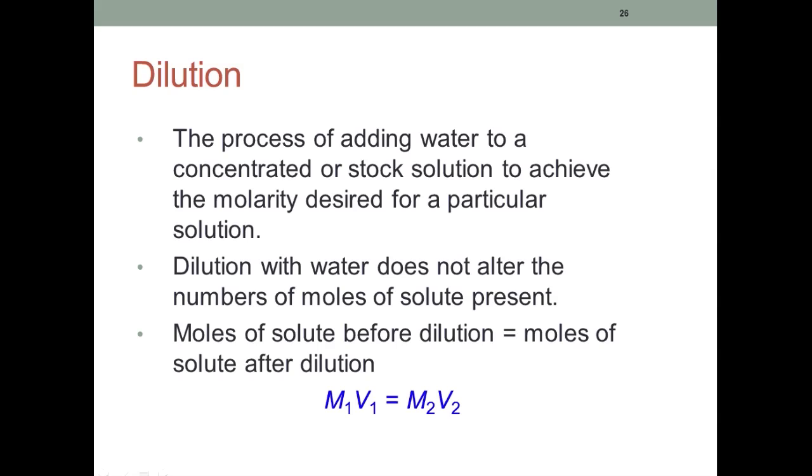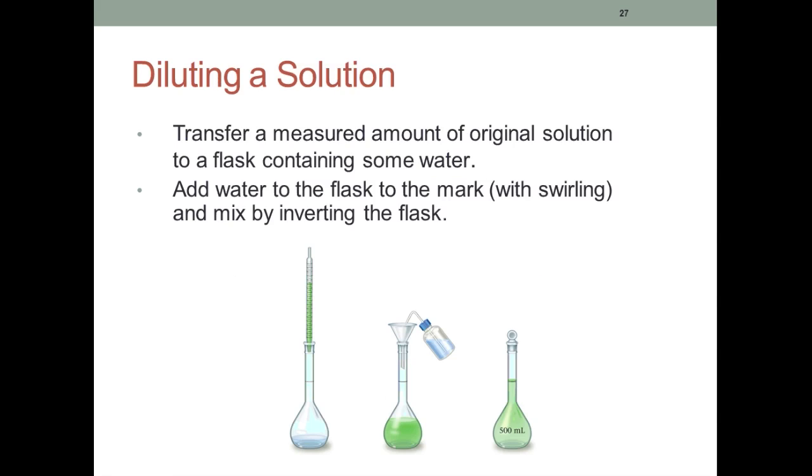So dilution is the process of taking water and adding it to a concentrated or stock solution. You're adding water to the solution to get to a desired concentration. That equation, M1V1 equals M2V2, lets you calculate any sort of dilution. Here's your method: you have a volumetric flask with water at the bottom, you take your stock solution in a pipette and add it to the water, give it a little swirl, and then dilute it to the mark.